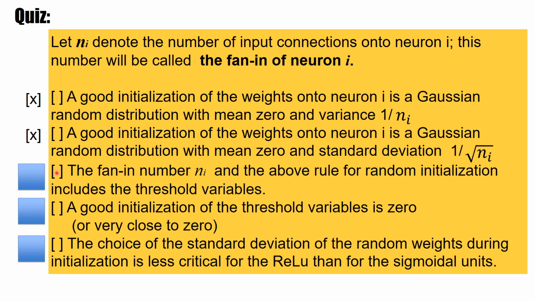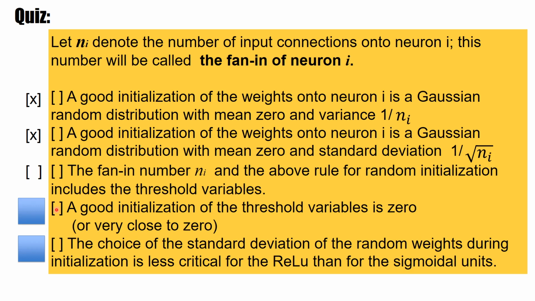Third claim. The fan-in number Ni and the above rule for random initialization includes the threshold variables. If you agree, raise your hand now. And this is wrong. Remember, in the calculation, I only worked with the weights. I left out the threshold variable. So, what do we do with the threshold variable?